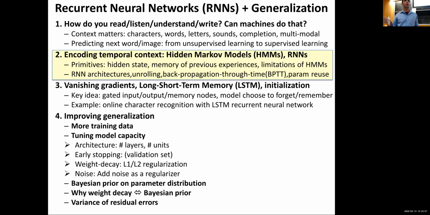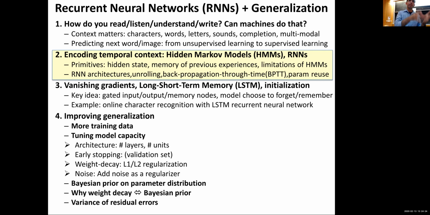Who's excited to find out how machines can do that? Raise your hands. Awesome. Great. So that's the goal for today. So how do we encode temporal context? How many of you have heard about HMMs before? Raise your hands. Awesome. How many of you have actually seen HMMs in a class before? Awesome. Good. How many have not? Okay. So lots of cool classes teach you about HMMs. So HMMs is one way of doing that, basically hidden Markov models.